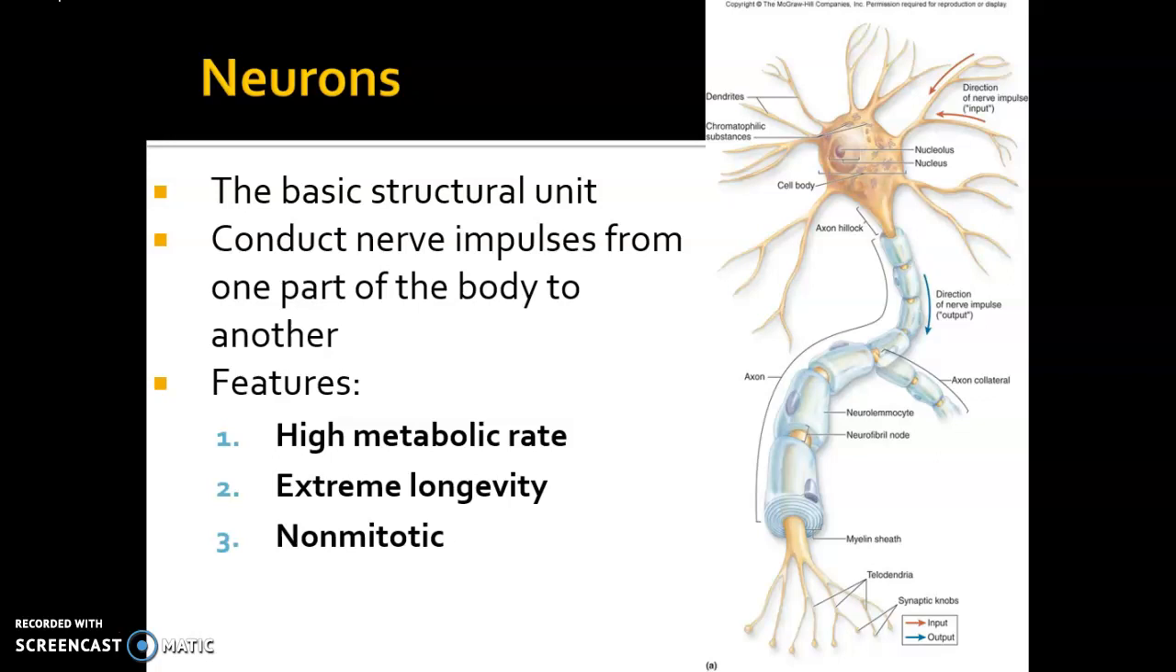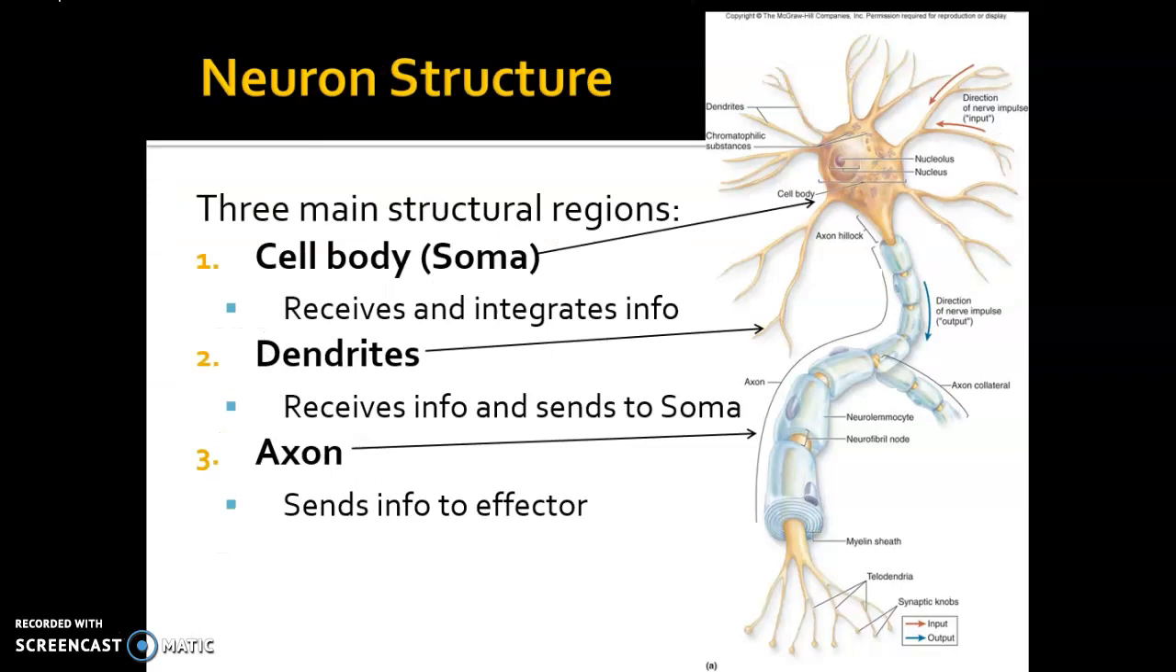So neurons have a high metabolic rate, meaning they are very active, and since they have a high metabolic rate, obviously they need to have a lot of organelles in the cell body. That's what we see. If you look at the cell body, you do see the organelles in pink and purple. So neurons have high metabolic rate, high energy demand. They live long, so they have an extremely long lifespan, and as I mentioned, they are non-mitotic.